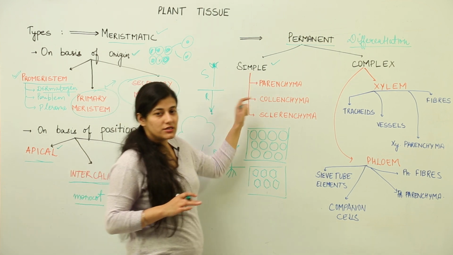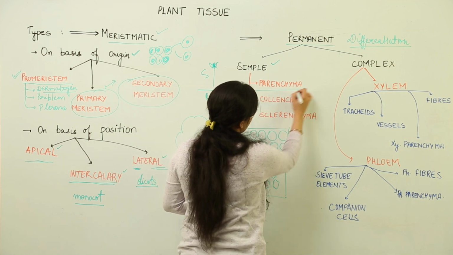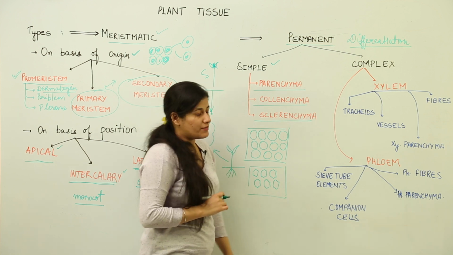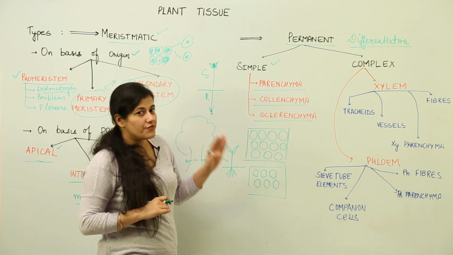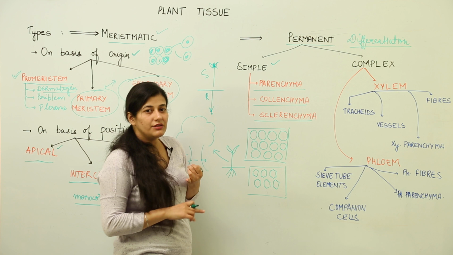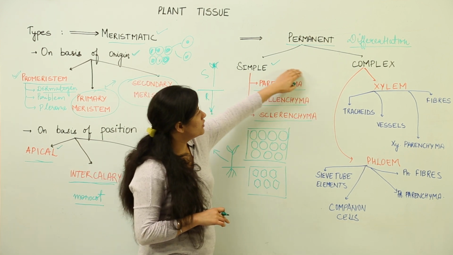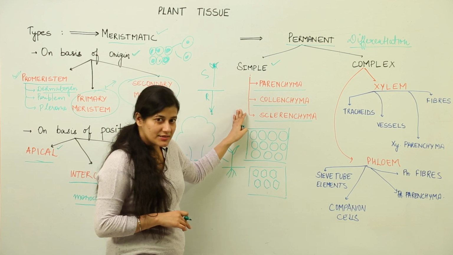The simple permanent tissue is further of three types. First is parenchyma, second is collenchyma, third is sclerenchyma. Please pay attention. Every part of the plant, whether it is a leaf, a stem, or a root, is going to be formed of these tissues in any case.